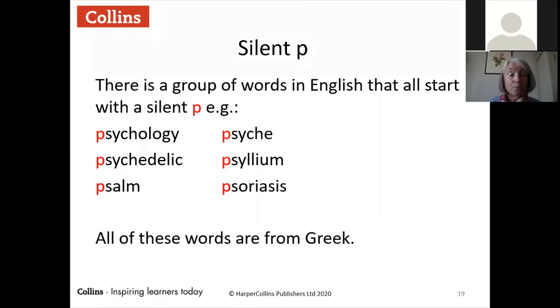So if you're in a competition and they say your word is psyllium, ask where it comes from, because it's got a P at the beginning that is silent. And the other thing you'll notice is that silent P is followed by the spelling S for the sound S, not C. So that's another trick, another clue, another way where the word comes from gives us a clue to the spelling.